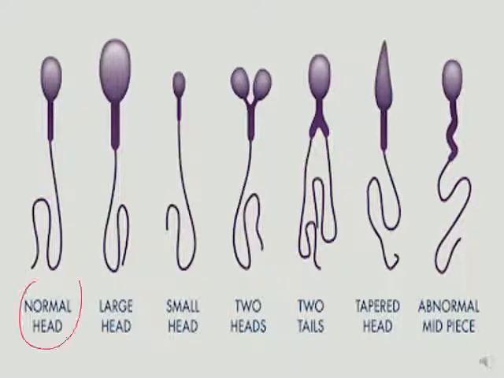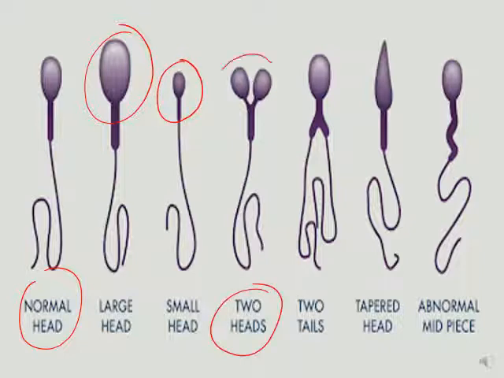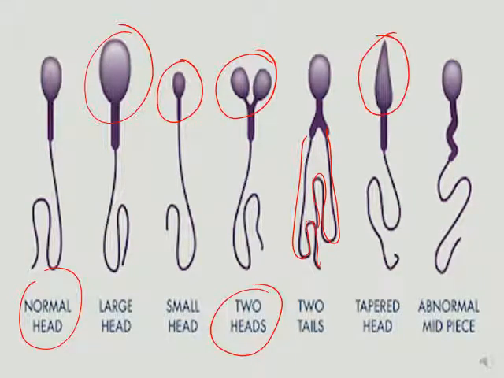So this is the normal head. Here we have a large head, as seen here. This is a very small head. This is a 2-headed sperm. And here we have 2 tails. This is the first tail and this is the second tail. Here a tapered head, as you see here. And here we have an abnormal midpiece. It's very thick here. So these are abnormalities in the morphology of the sperm and may affect the motility of the sperm cells. So you have to know these conditions.